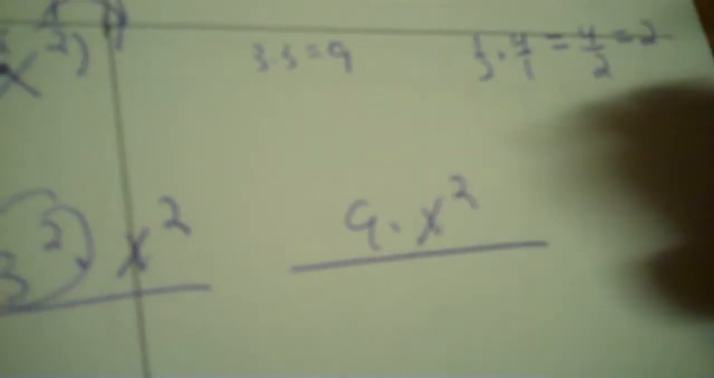Simplify your 3 to the second. That's easy. It's just 3 times 3. That'd be 9 times x to the second. Boom. Now, hang in there. Okay.